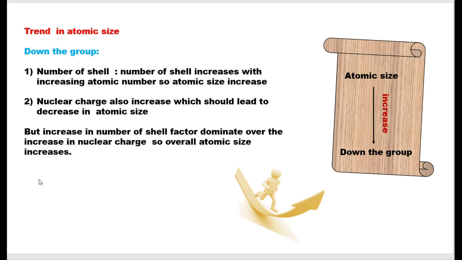Now let us see the trend down the group. How will it vary? In the previous lecture also I have said, down the group, as you go from top to bottom, the number of shells will increase. As the number of shells is increasing, your atomic size should increase. Simple. Number of shells increases, atomic size increases. Here also nuclear charge increases. Down the group nuclear charge also increases. The atomic size should decrease, but we do not see this trend. The atomic size does not decrease, it always increases.